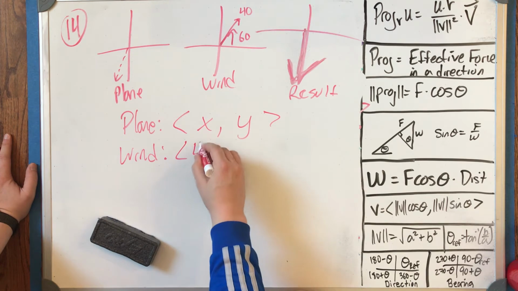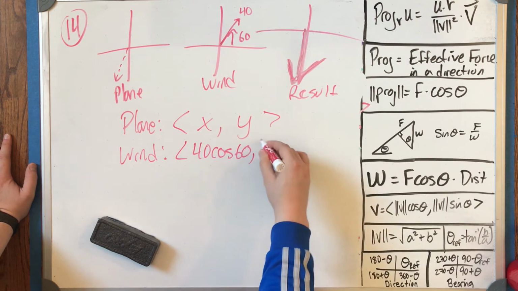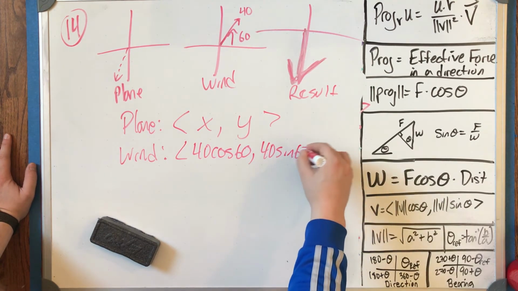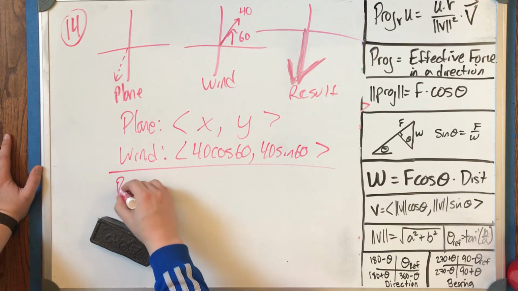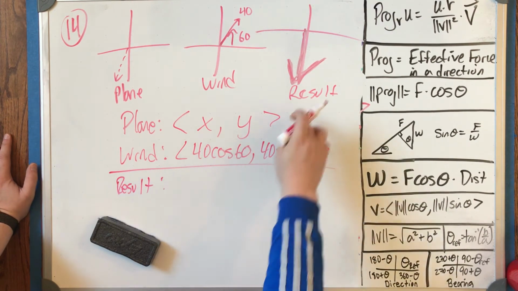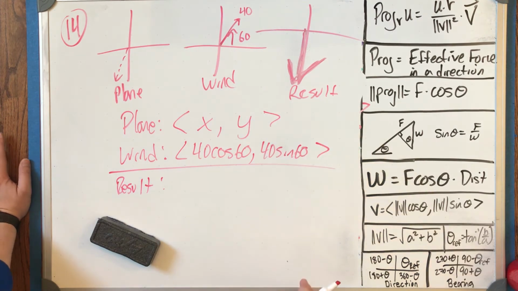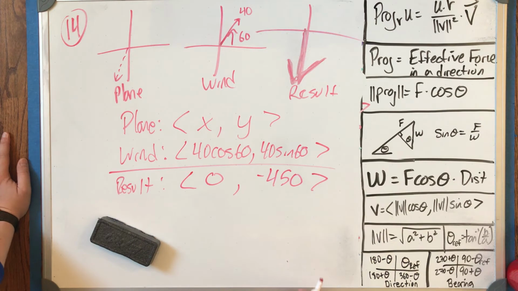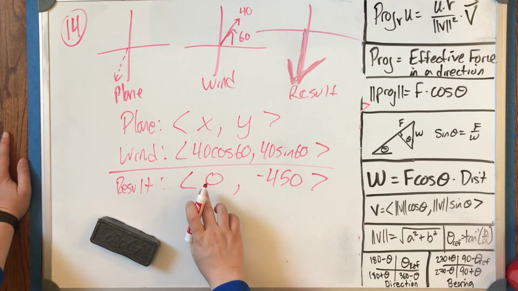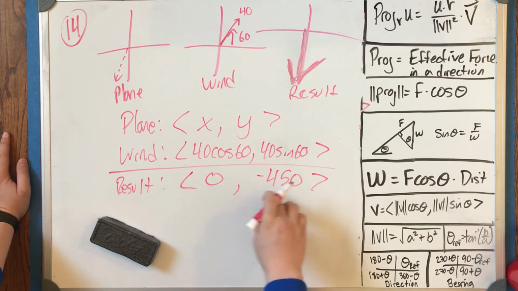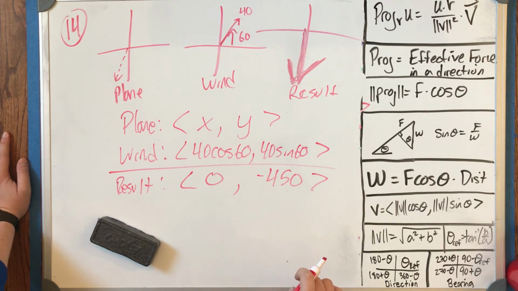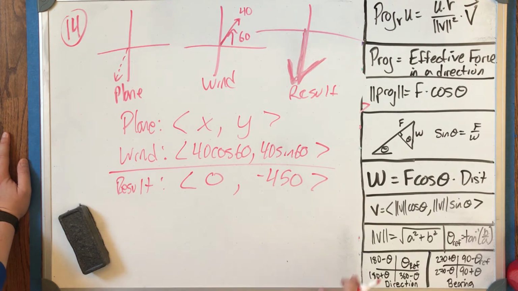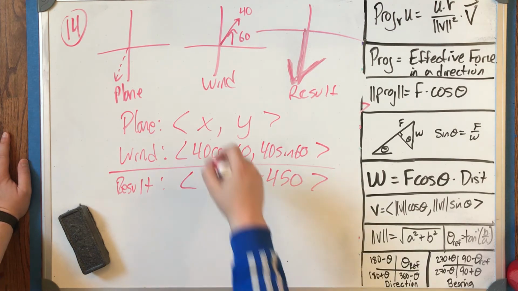Wind we got, that's 40 cosine 60, 40 sine 60. And the result, we know it. It's going directly south, and it's flying at 450 miles per hour, so that's 0, negative 450. If you really want to, it is officially 450 cosine 270 and 450 sine 270. Gets you the same exact thing. So let's see here. What can we find first? Doesn't matter. Let's find x.